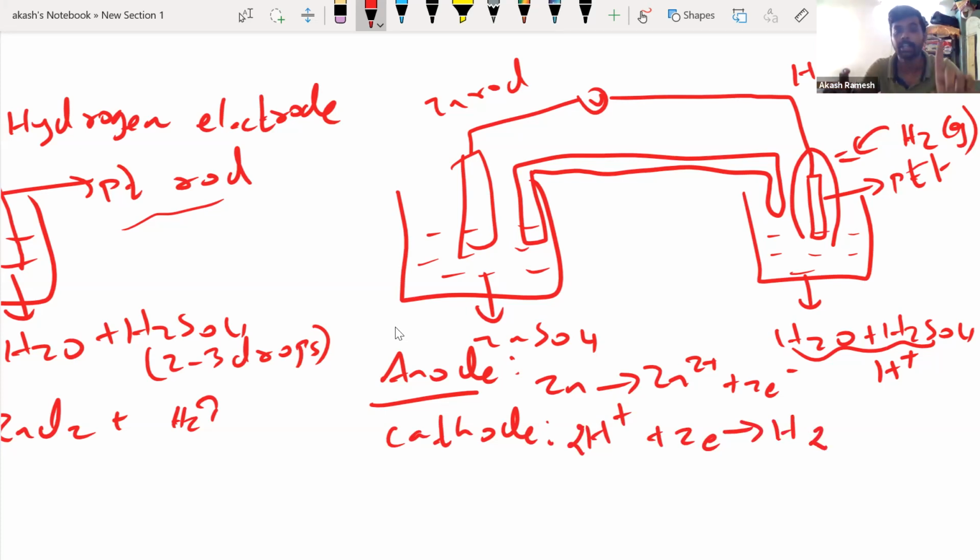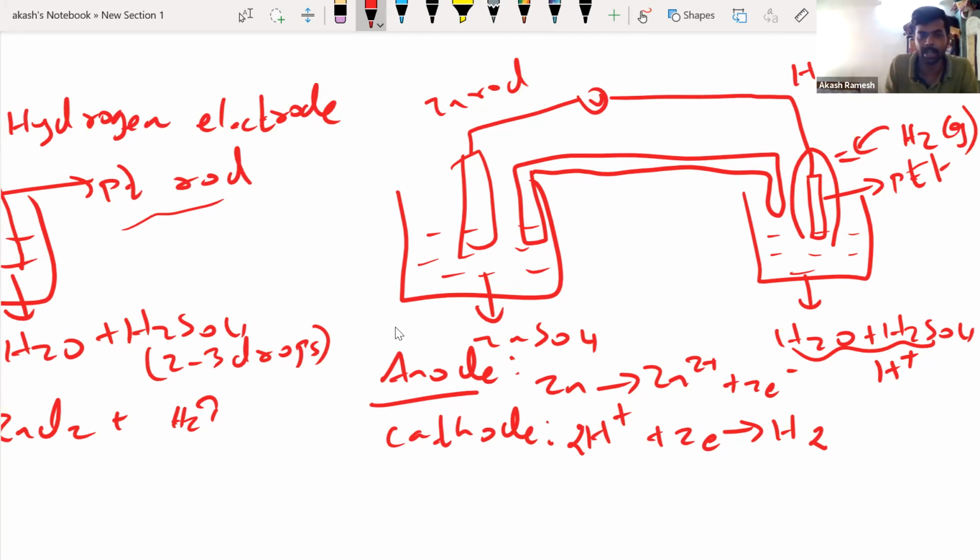Now, please understand, the SHE can act as both cathode as well as anode, depending on the requirement. In this case, reduction is happening, so the reaction 2H+ + 2e- giving H2 is happening. But there might be a case where it can act as anode, and at that time H2 will become H+. It is possible. I'll tell you how you are going to do it. So the anode reaction is understood.